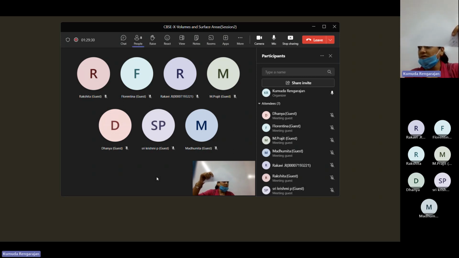So that's the question here. A right triangle is made to turn about its hypotenuse. Find the volume and the surface area of the double cone formed.